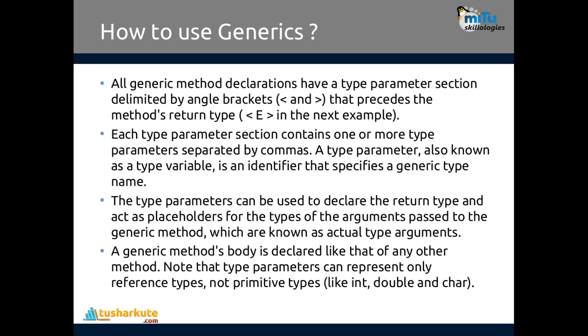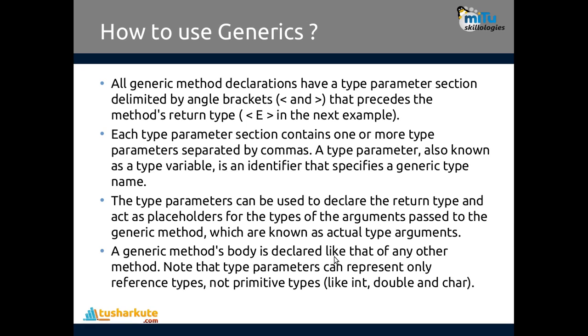All generic method declarations have a type parameter section delimited by angle brackets, that is, the greater than and less than symbols, that precedes the return type of the method, like this: less than E greater than. We'll see that in the next example. Each type parameter section contains one or more type parameters separated by commas. The type parameter, also known as a type variable, is an identifier that specifies a generic type name. The type parameters can be used to declare the return type and act as placeholders for the types of arguments passed to the generic method, which are known as the actual type arguments.